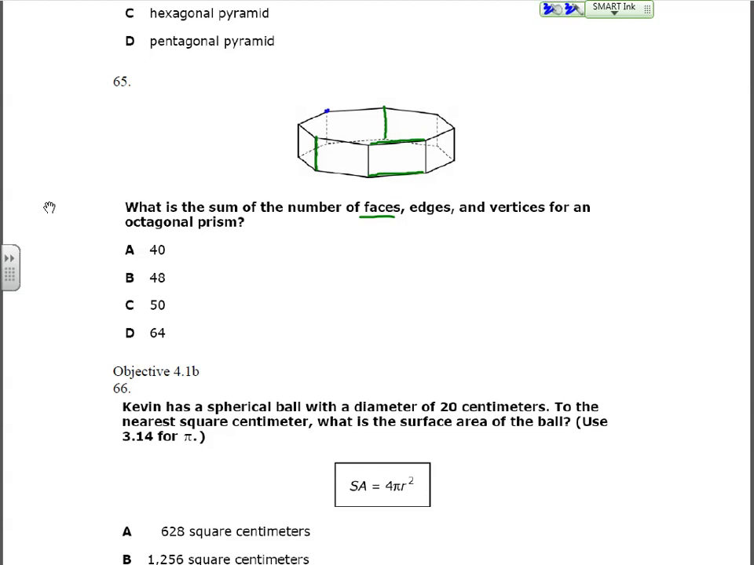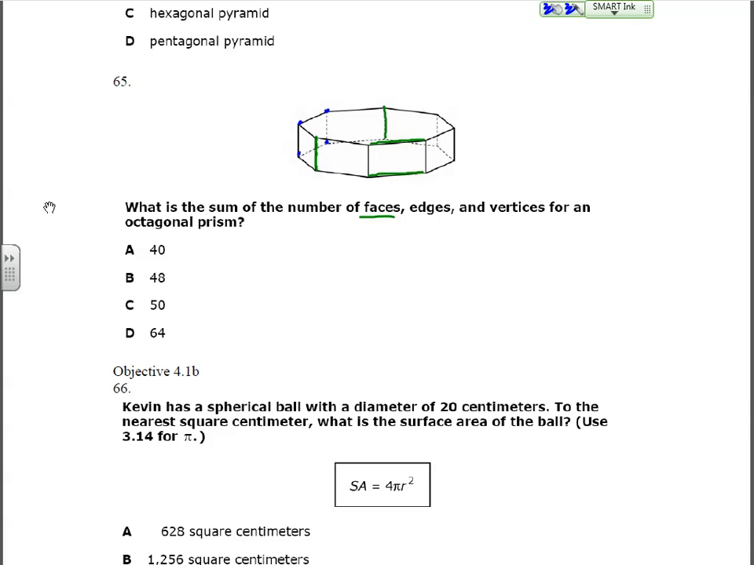Where the edges meet, that's every point. There's a point there, there, there, and there. So basically, you just have to count up all the faces, all the edges, and all the vertices. There is a formula to help you find this, but you're not going to memorize it before tomorrow at 9 a.m. So the other way is to just do it. Just count them all up.